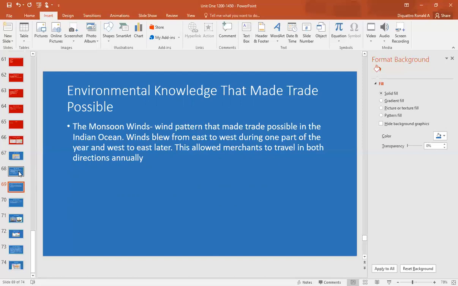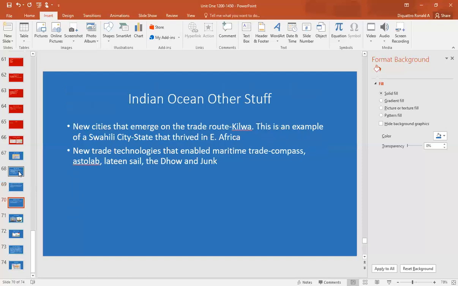So all you have to do if you're a merchant in Africa is wait for the winds to blow east, take your goods to the Middle East, or take your goods to Southeast Asia or South Asia or even East Asia. Trade your goods, and then you just stay put for a few months. And then ultimately the winds will change and they will blow you back in the original direction that you were coming from. Knowledge of the monsoon winds makes trade possible on the Indian Ocean. And this is going to allow merchants to travel in both directions annually.